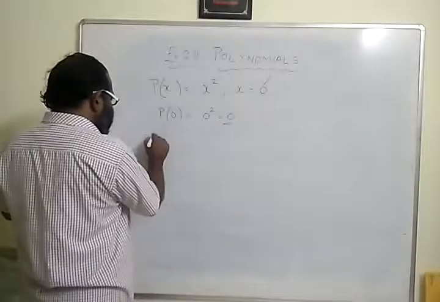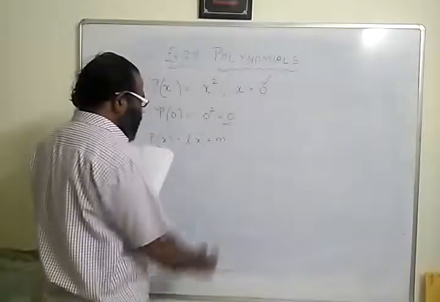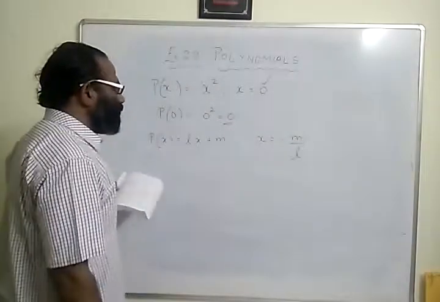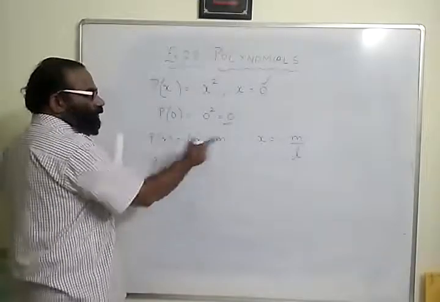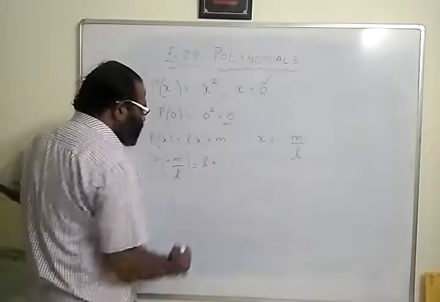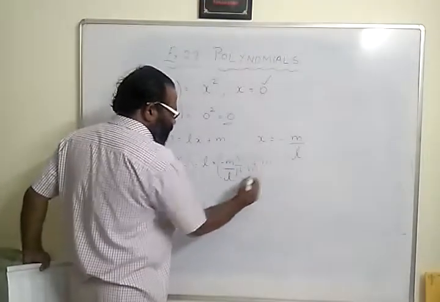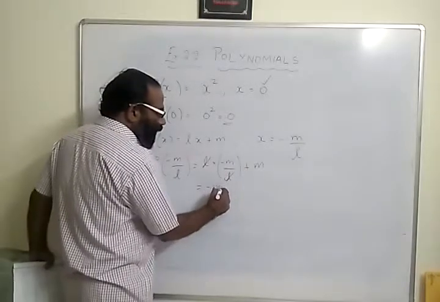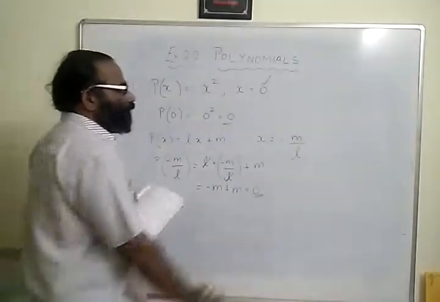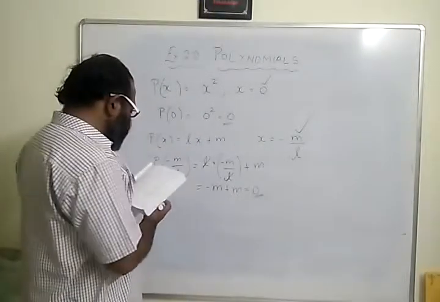The next one, P of x equals Lx plus m and x is equal to minus m by L. So just put the value of x, so it is P of minus m by L equals L into, instead of x I just have to substitute this, minus m by L plus m. So the L and the L cancel, you get minus m plus m, which is equal to 0. So therefore x is equal to minus m by L is a zero of this polynomial. So the next one, let's go on to the next one.